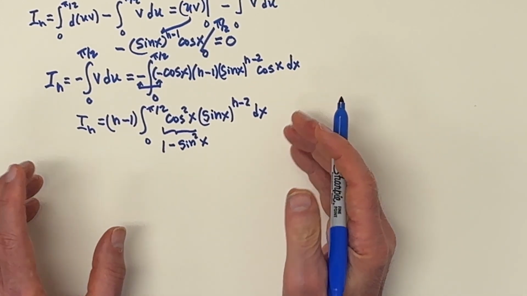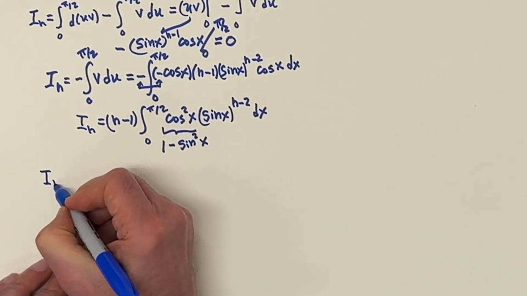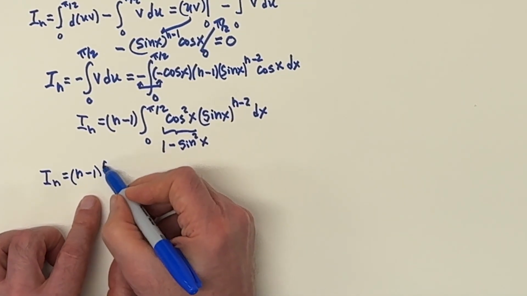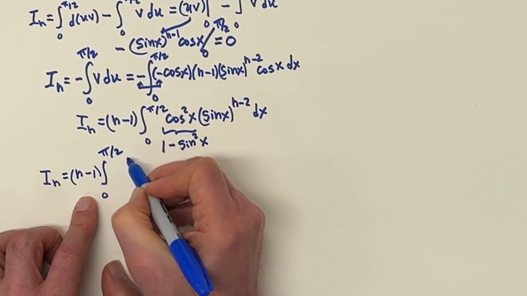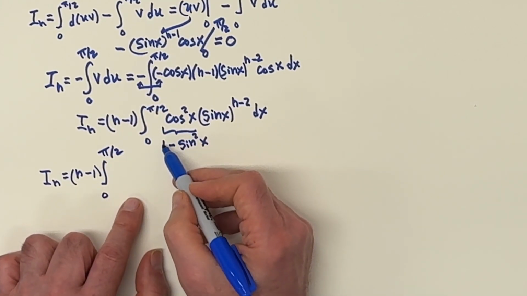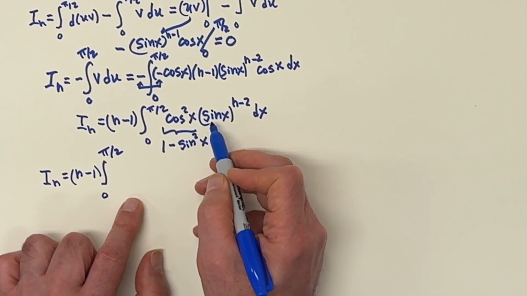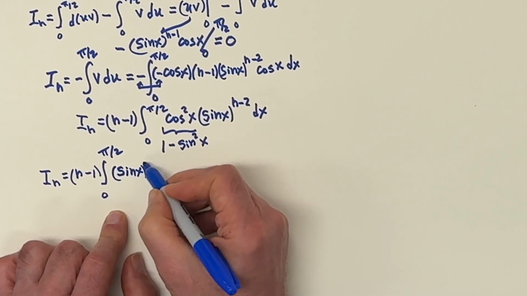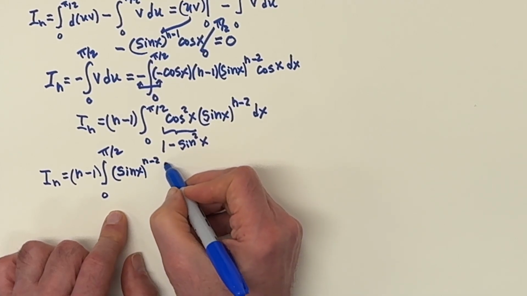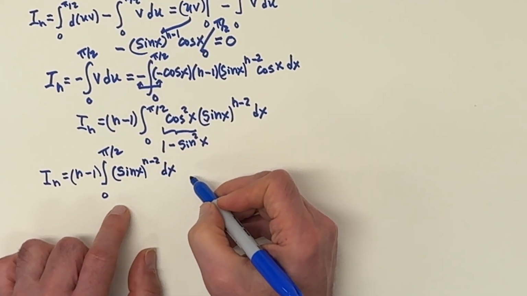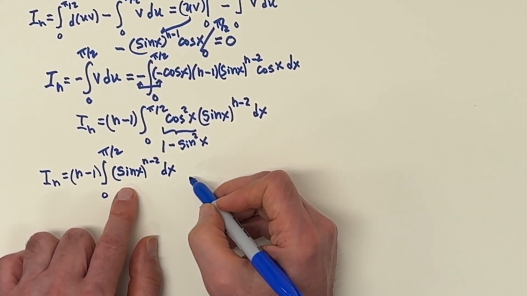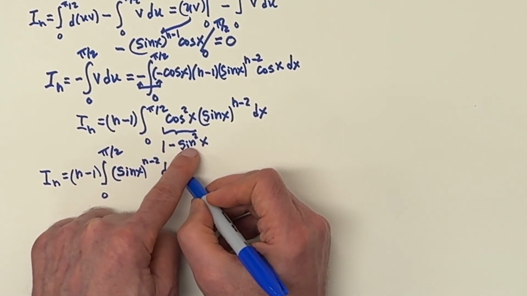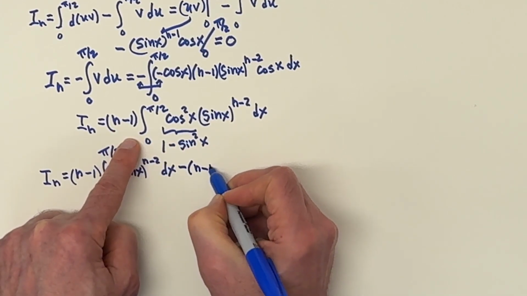Now we'll have two integrals. So let's be patient and write those out. We'll have n minus 1 out in front. And the first integral from 0 to pi over 2 will be 1 times the sine of x to the n minus 2 power. So that's the first one. Then the second one here will be n minus 1 with the minus sign here. So that's minus n minus 1.